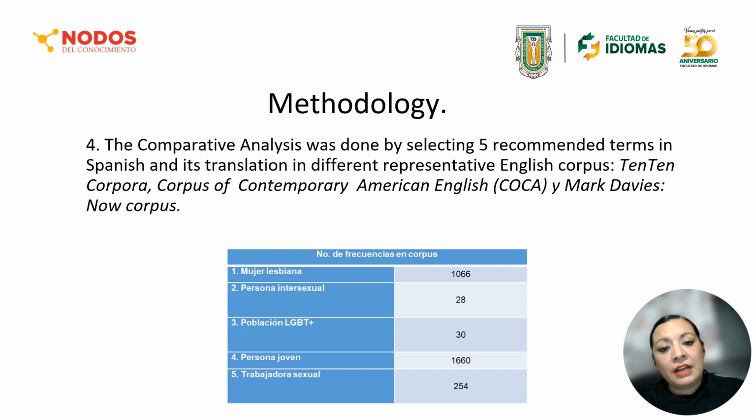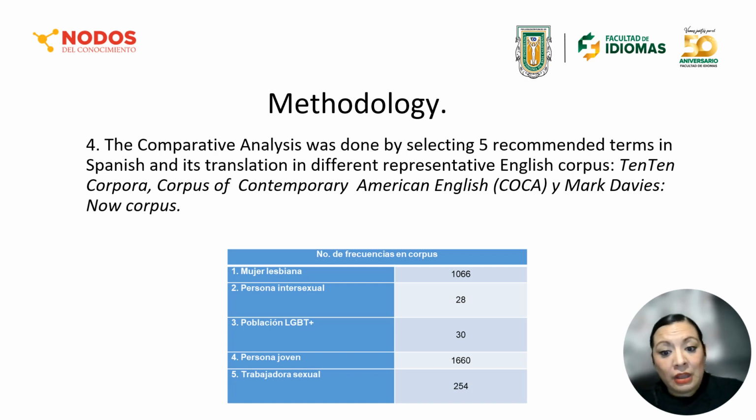The comparative analysis was done by selecting the 5 recommended terms with the highest ranked hits, and their translation in different representative English corpora, as for example, the Tenten Corpora, the Corpus of Contemporary American English, and the Mark Davies corpora. So that means that these 5 terms were the ones that appeared most of the time through our search from the X or Twitter corpus.